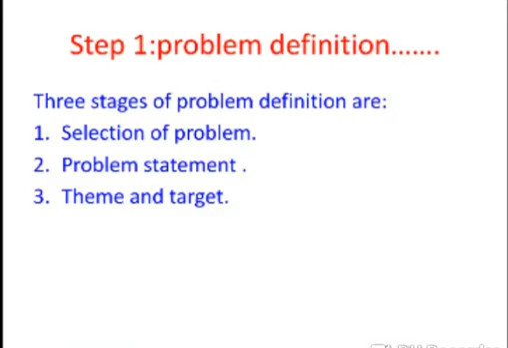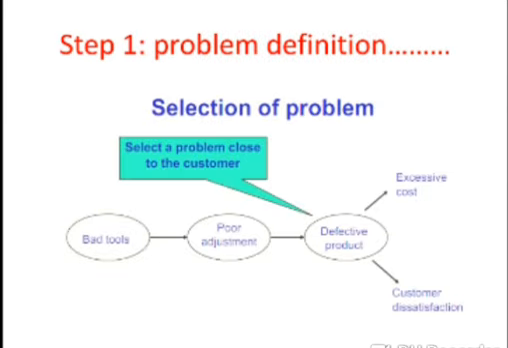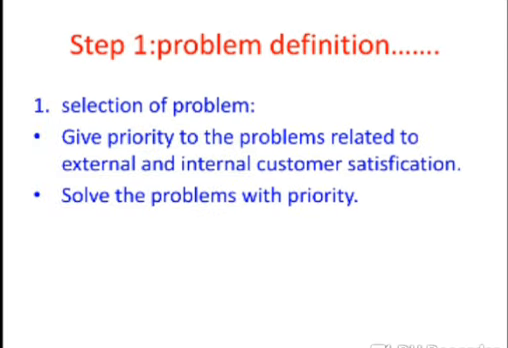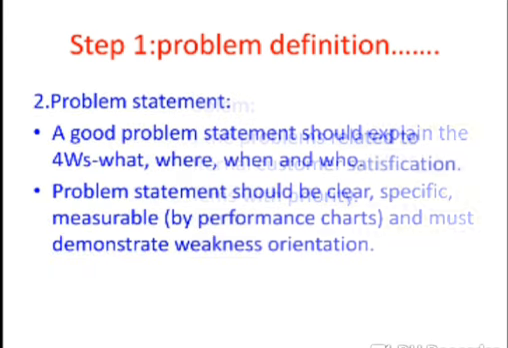Problem definition. There are 3 stages of problem definition. They are selection of problem, problem statement and theme and target. The figure demonstrates the selection of problem which is caused by bad tools, poor adjustment or defective product. Selection of problem: give priority to the problems related to external and internal customer satisfaction. Solve the problems with priority.